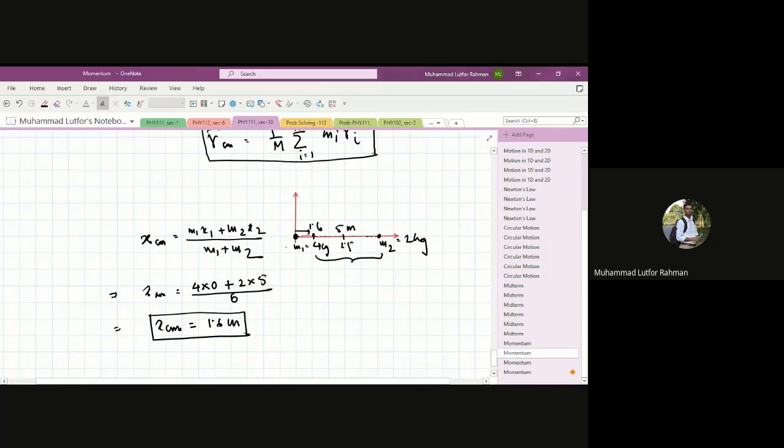So that means this is going to be 2.4. So the center of mass from this m1 is at 1.6 towards the right direction, and from m2 it would be minus 2.4, or towards the left direction. So that's how we can find out the center of mass of this point mass system.